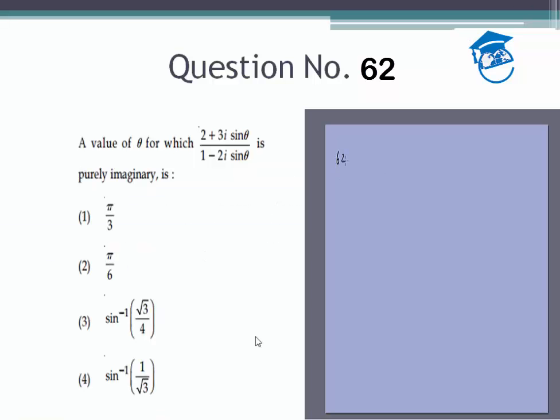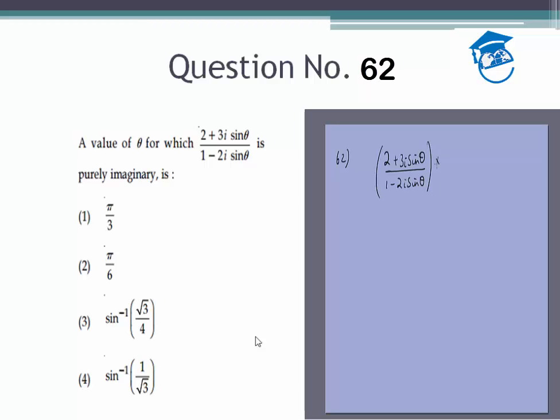For 62, we are given a function (2 plus 3i sine theta) divided by (1 minus 2i sine theta), and we need the value of theta, or a value of theta, for which this is purely imaginary.